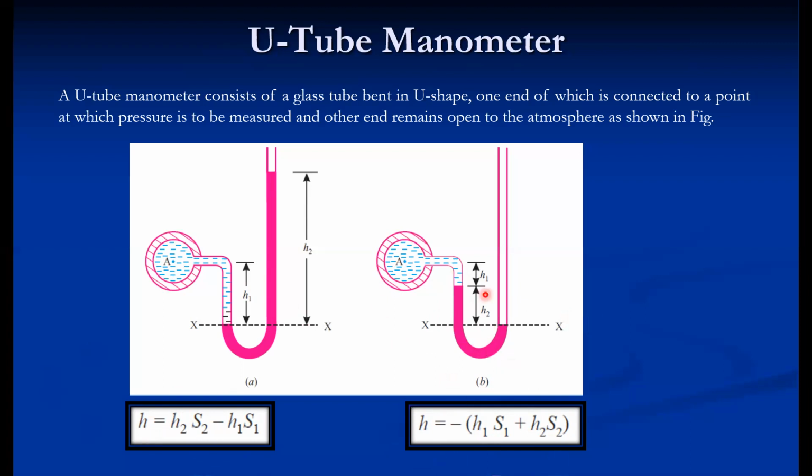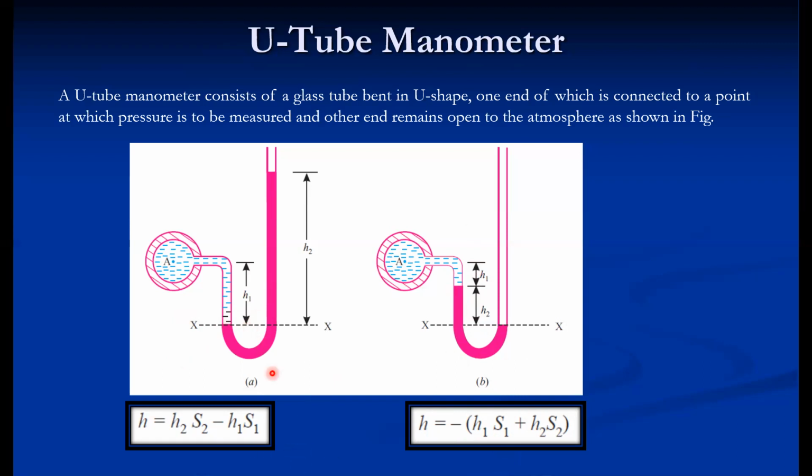But this is about the measurement of pressures. So you can neglect this H1 S1 if this fluid is gas. So H is equal to minus H2 S2. In case of measurement of gas pressure, measuring the height of only one column is sufficient for measurement of pressure. But for liquids having close densities, we have to use these expressions.